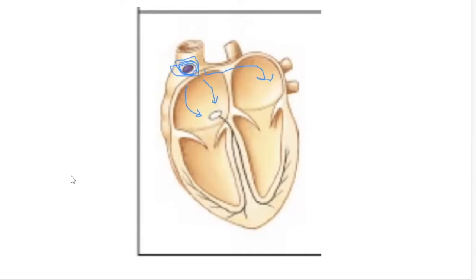So that's kind of the approximate activation sequence of the heart. And we're just going to walk through what that looks like in these schematics here.